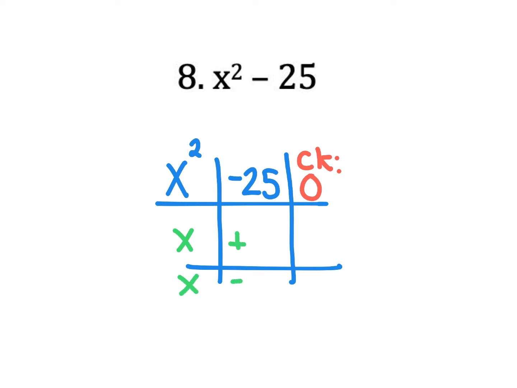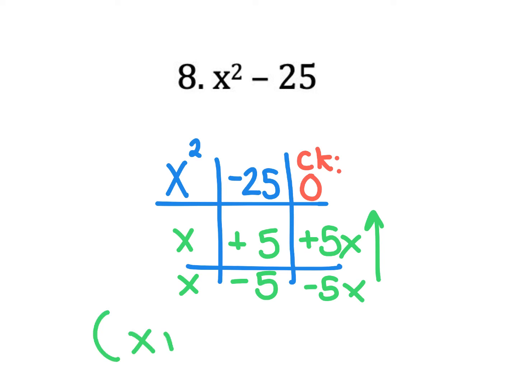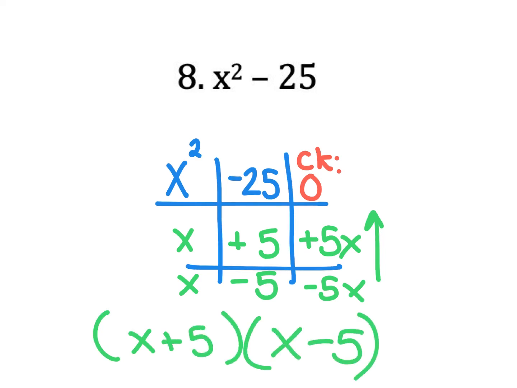Negative 25 means one's a positive and one's a negative. 5 times 5 is 25. I know it has to be the same number so that when it adds, I get 0 in the middle. So my two factors are x plus 5 times the quantity of x minus 5.